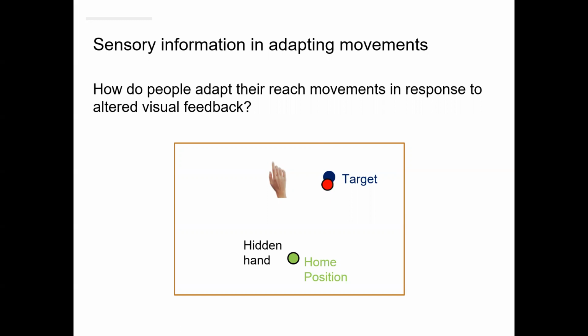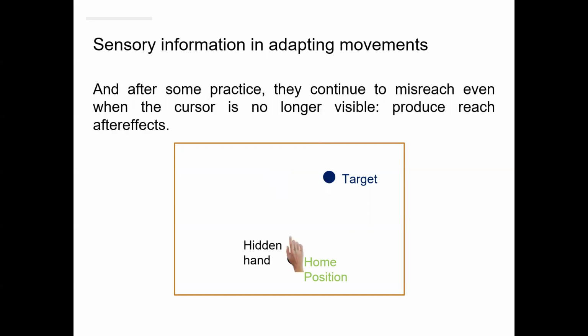But even so, whether they're aware and know exactly what's going on, or they're not aware of this manipulation, people, after some practice, will continue to misreach, at least for a few more trials, even when the cursor is no longer visible. So when they're asked to reach to the target without any visual feedback of their hand, they continue to deviate their hand movements. That is, they produce reach aftereffects. Okay, and I'll discuss a little bit about what these look like later on in my talk.